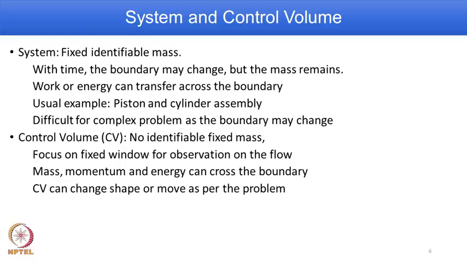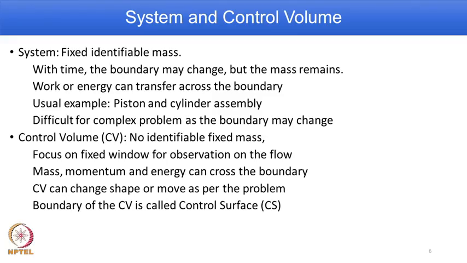For example, you want to find out the flow past an aircraft or flow moving over a four-wheeler, and you define a control volume around the aircraft or four-wheeler. As the aircraft or the four-wheeler moves, the control volume also moves. Similarly, if you take a balloon, as you are deflating it, it changes its shape. So the boundary which is defined here as a control volume can change shape.